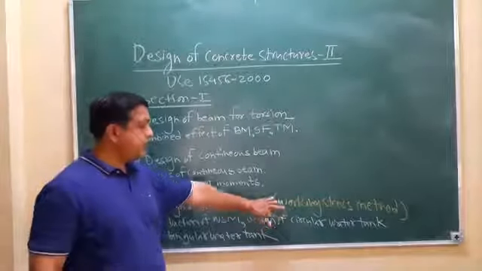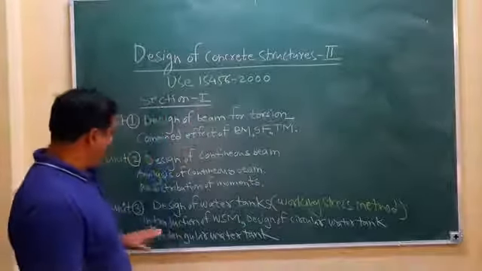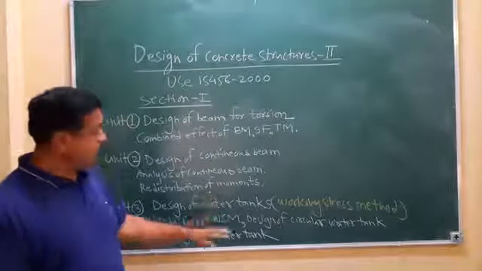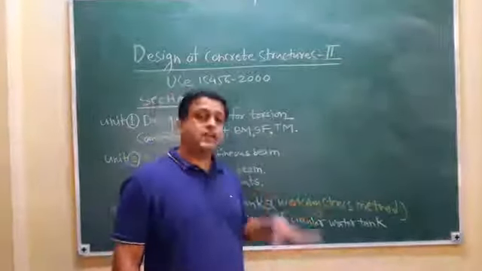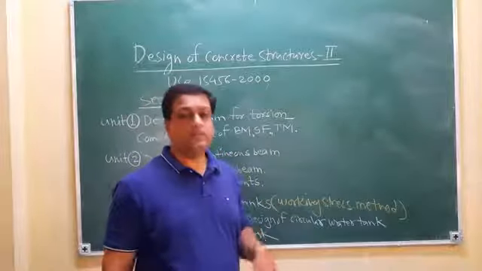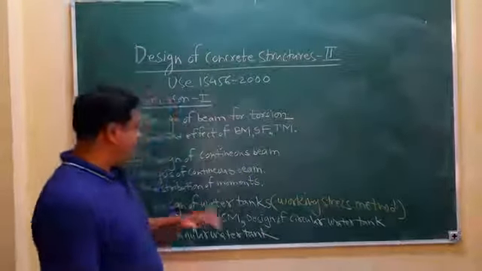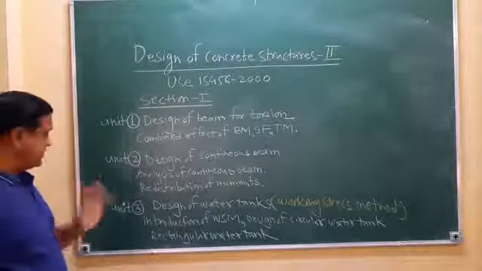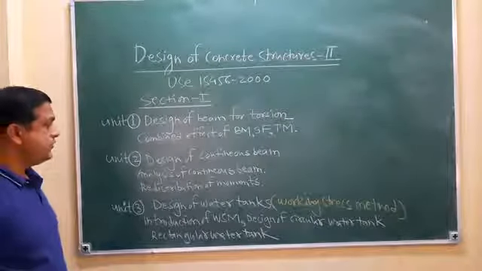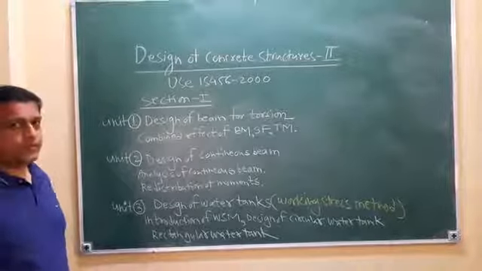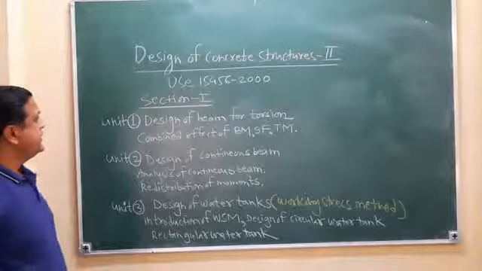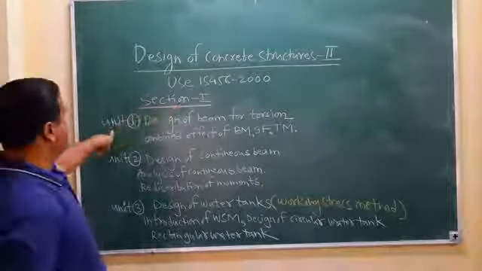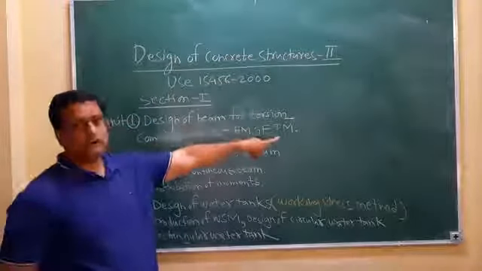But remember that you have to use the working stress method: introduction of working stress method, design of a circular water tank resting on ground, and design of a rectangular water tank. These are the contents of section 1. So again I am going to repeat. Section 1 contains unit number 1, design of a beam for torsion.